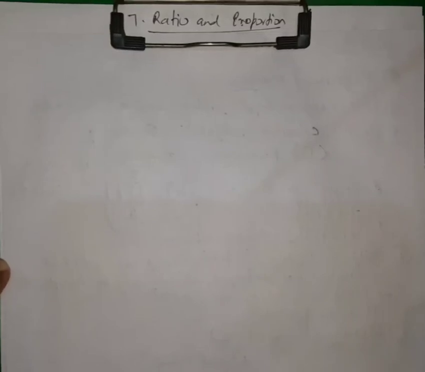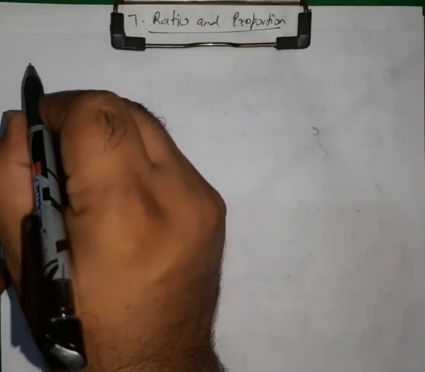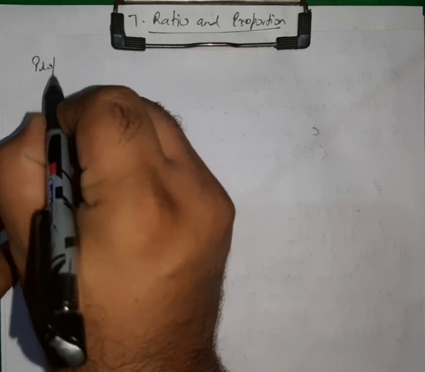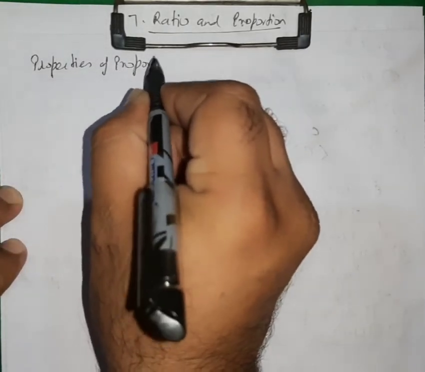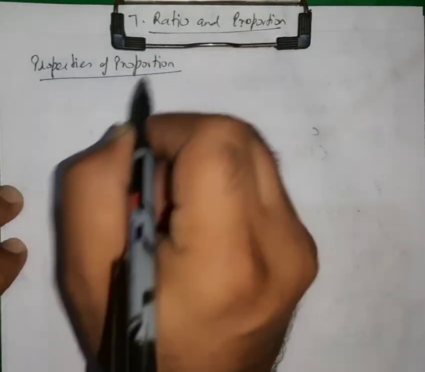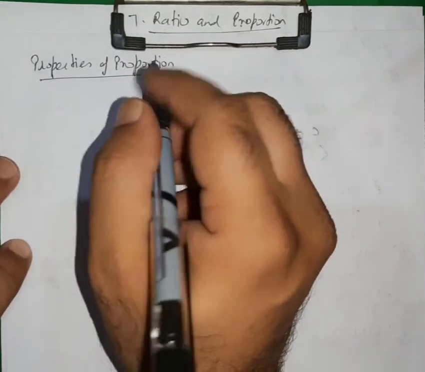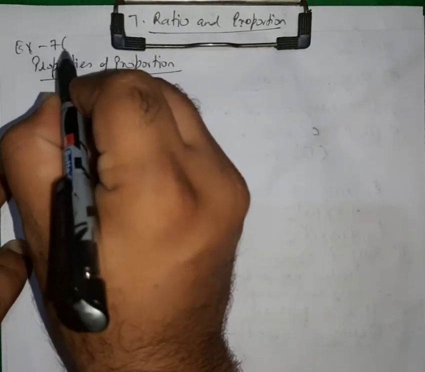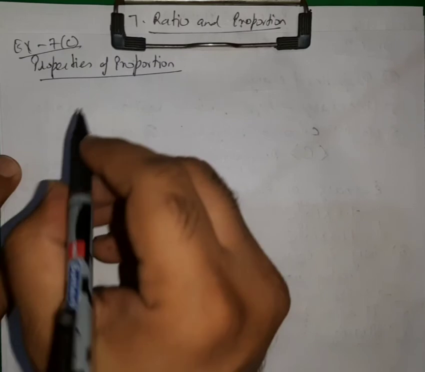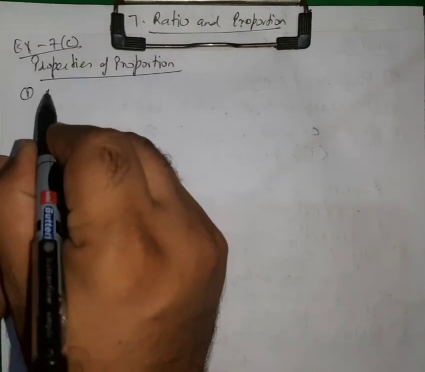Hello students, now we are going to start with our next topic, that is the properties of proportion. So we will talk about some of the properties of this proportion and then we will move on to the next exercise, that is exercise 7C. So the first property is called invertendo.